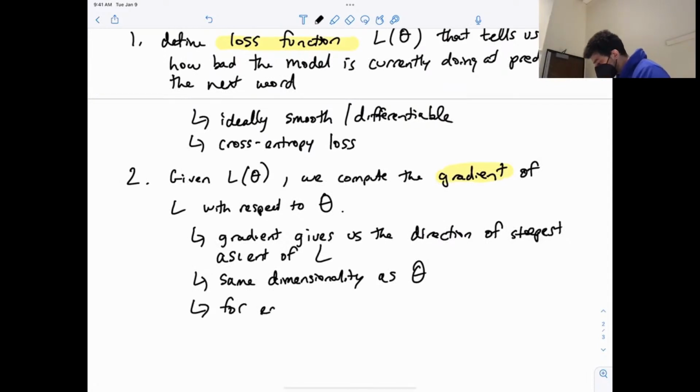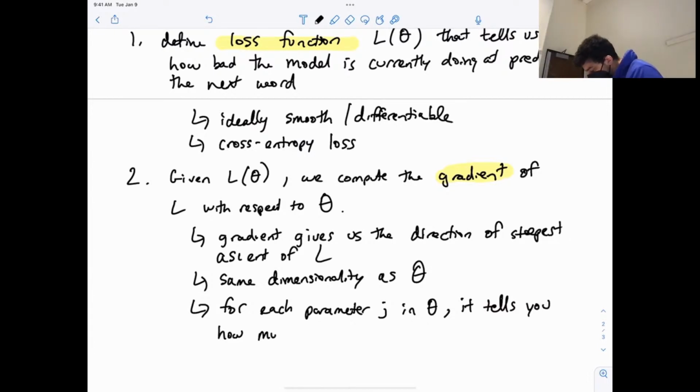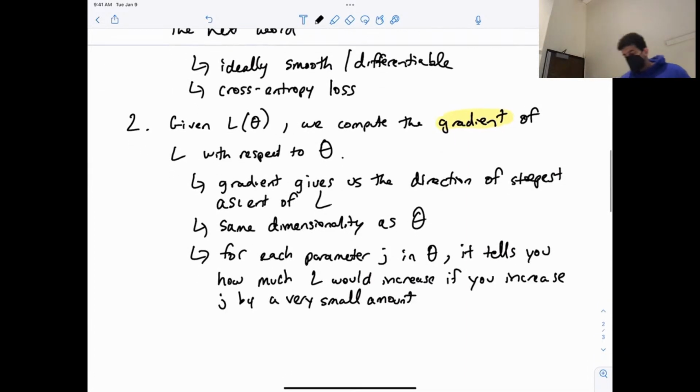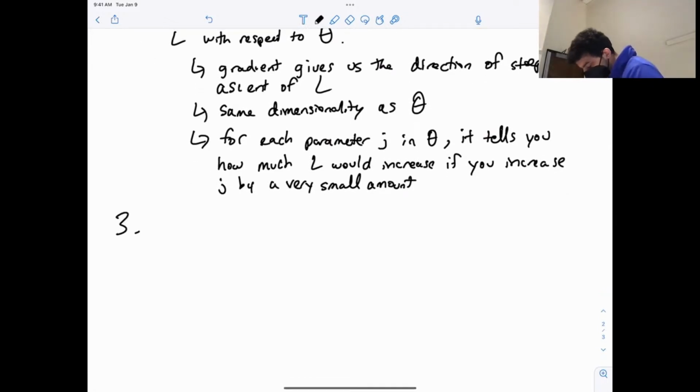And for each parameter, so let's just say parameter j in theta. So there are many different parameters as part of your model. For a single individual number in your parameter vector, or dimension of your parameter vector, the gradient tells you how much the loss function L would increase if you increase j by a very small amount. Okay, so this is very useful, right? Because we want to change our parameter vector to make L as small as possible. So what we want to do is compute the gradient and then adjust our parameters in the direction of the negative gradient. So our function is getting smaller and smaller and smaller. That's the general idea. So that's actually step 3 here, given the gradient.